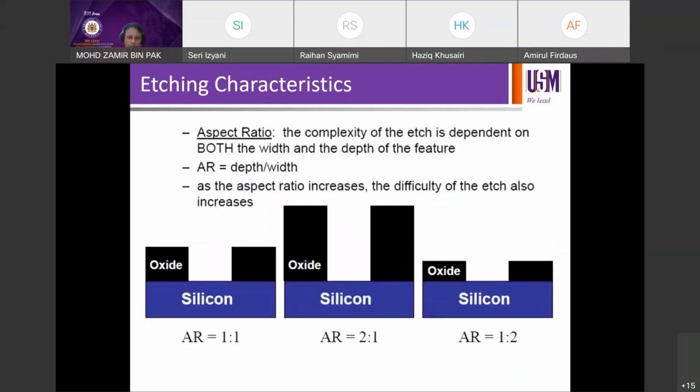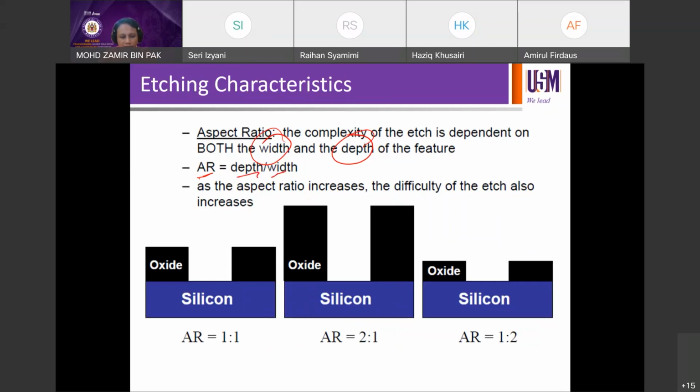Okay. Aspect ratio is another factor that you have to understand. The complexity of the etch is dependent on both the width and the depth. So these are the two dimensions that you have to look at in order to calculate aspect ratio. AR, aspect ratio, is given by depth over width. As the aspect ratio increases, the difficulty of the etch also increases. High aspect ratio means high depth over small width.